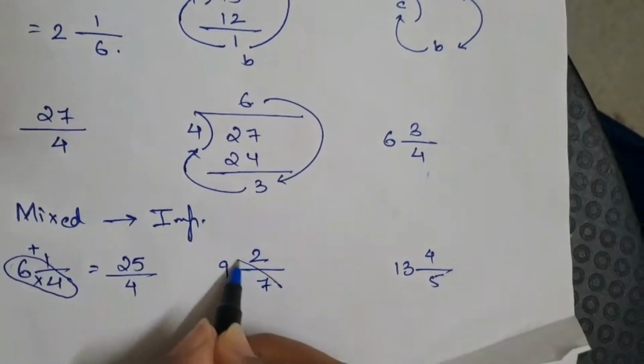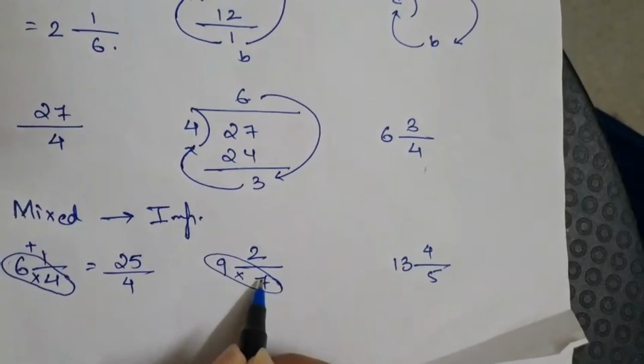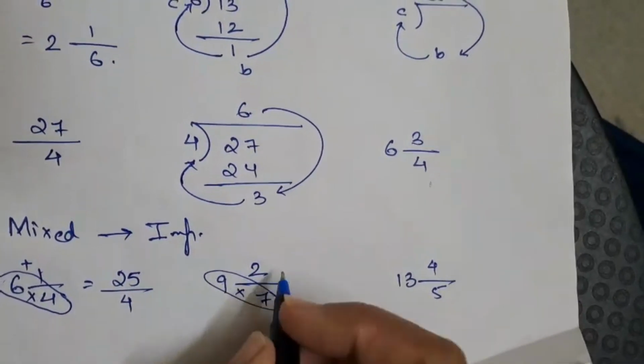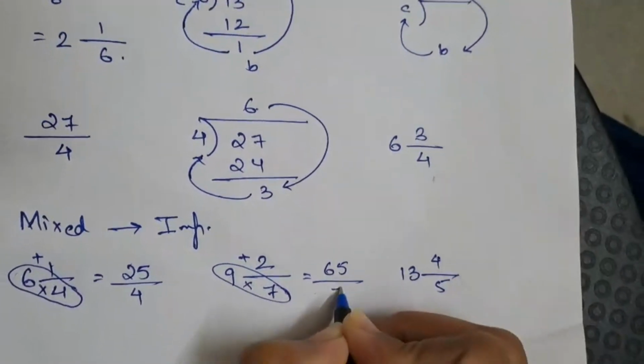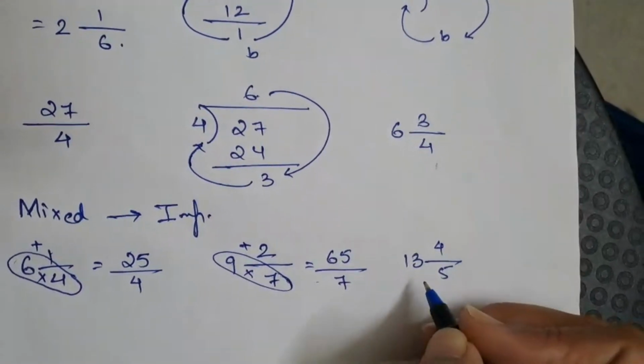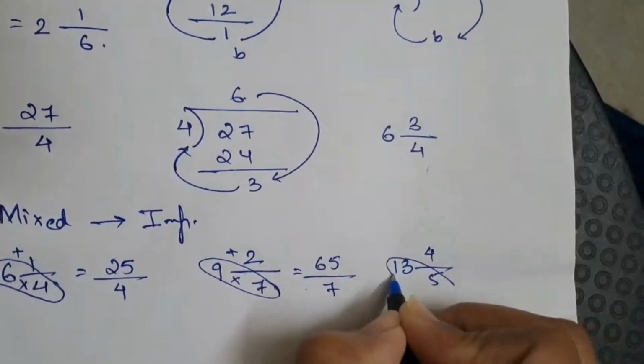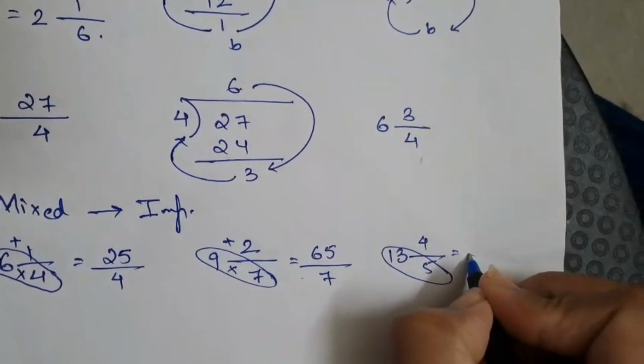Here what did I say first? This undergoes multiplication. 9 7s are 63. 63 plus 2, which is 65. The denominator should be copied. Whatever the denominator is, I'm going to copy it. Then 13 6s are, it becomes 65.